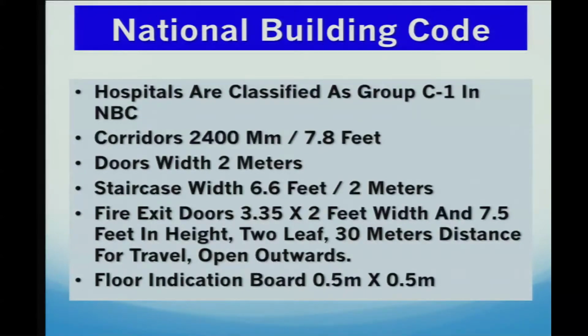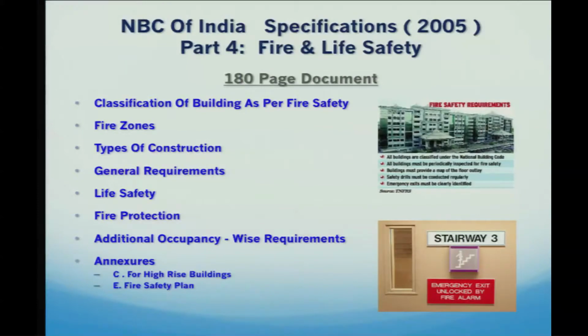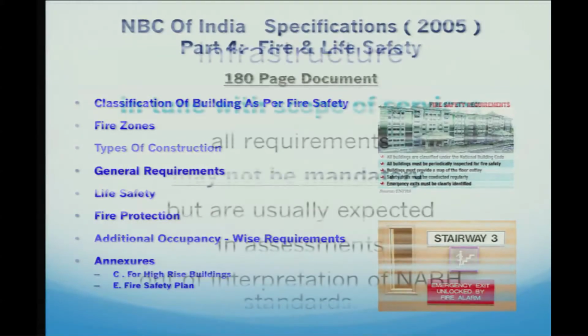NABH is not really prescriptive about this, and assessors don't come with a scale to your practice. So you just need to follow the National Building Code. Your architect or engineer will help you with that. And fire safety is an important aspect of infrastructure requirement: fire zones, the type of construction, life safety and additional occupancy wise requirement, all this are need of the hour.